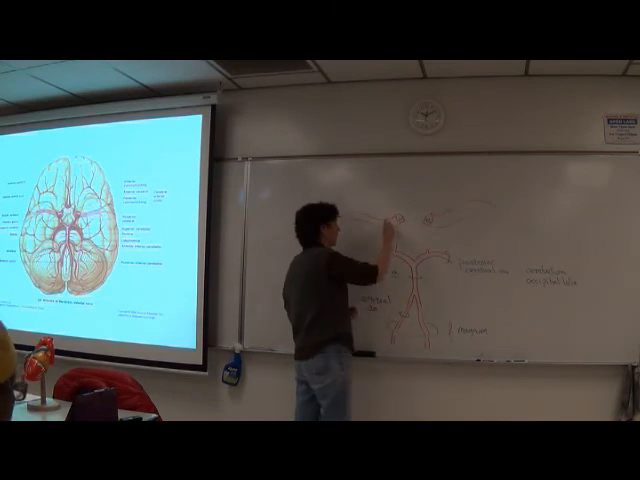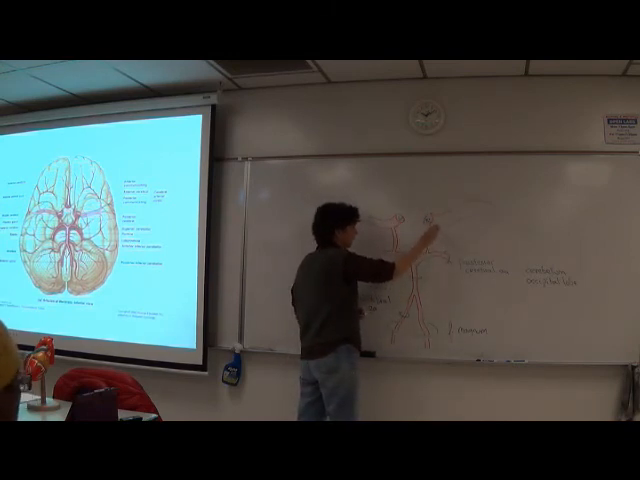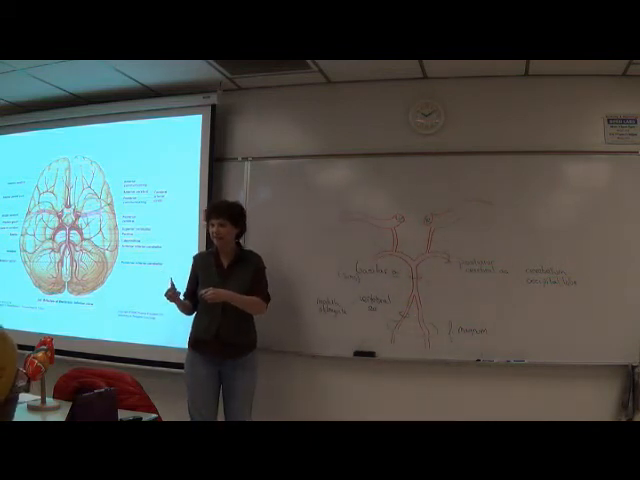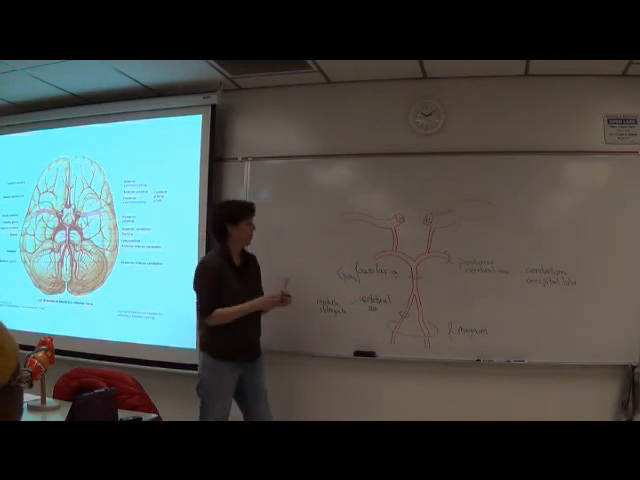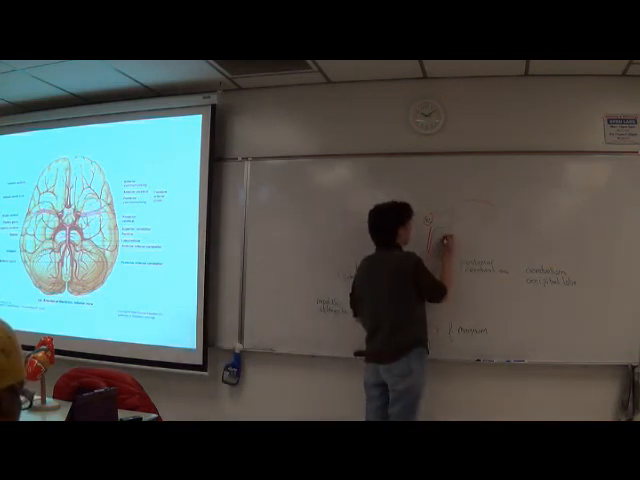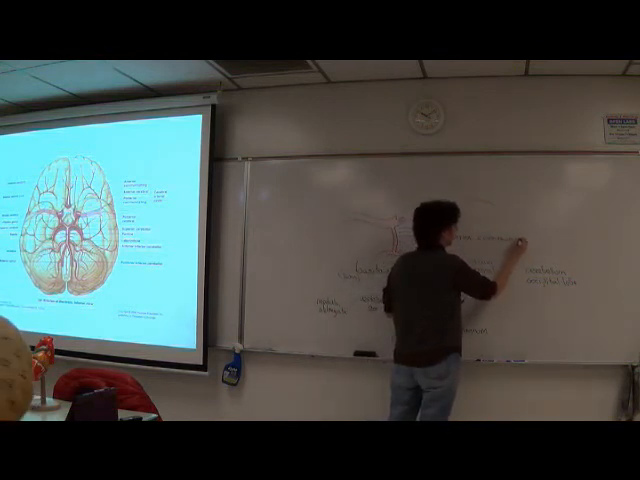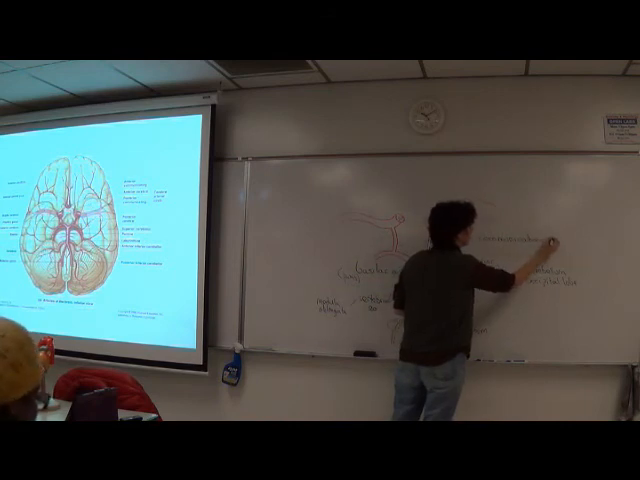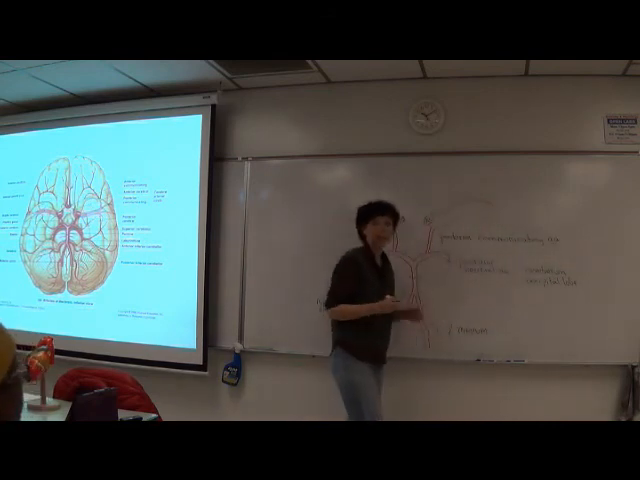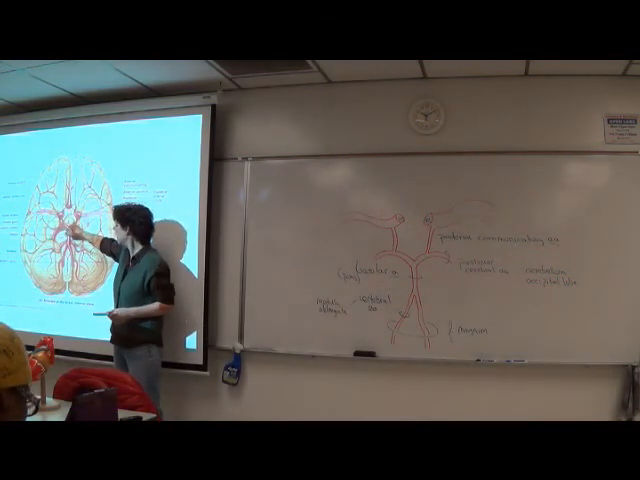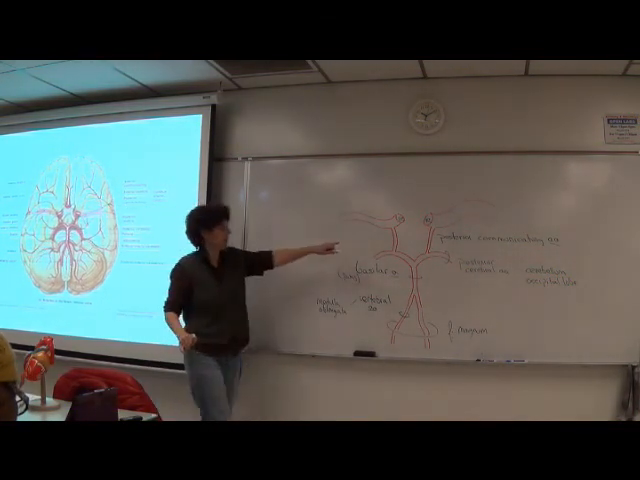And the posterior cerebrals are connected to them by small vessels that now connect the carotid system with the vertebral system. We'll talk about the significance of that in just a moment. So these are called posterior communicating arteries. And they connect carotid and vertebral. So the posterior, the little guys. These two right here.